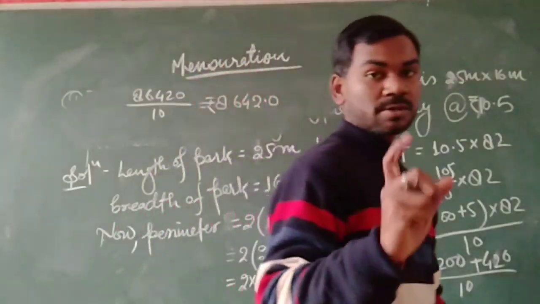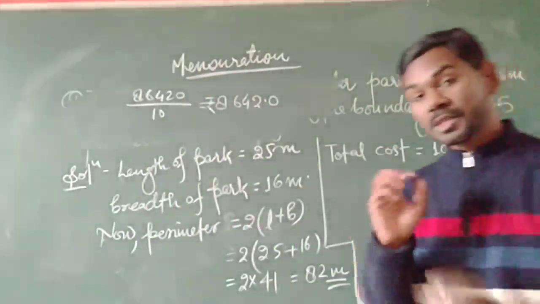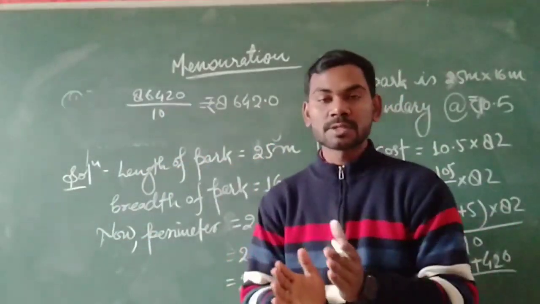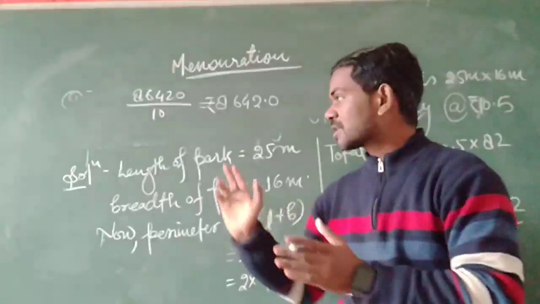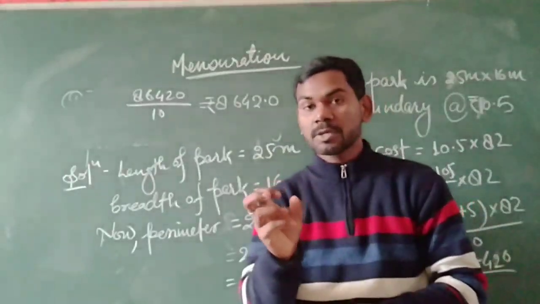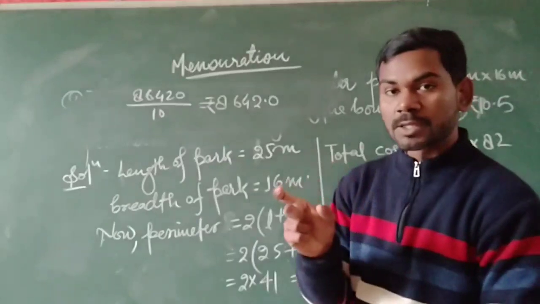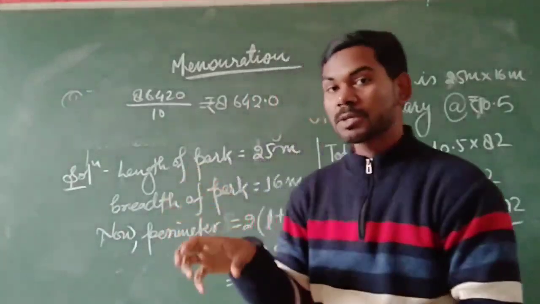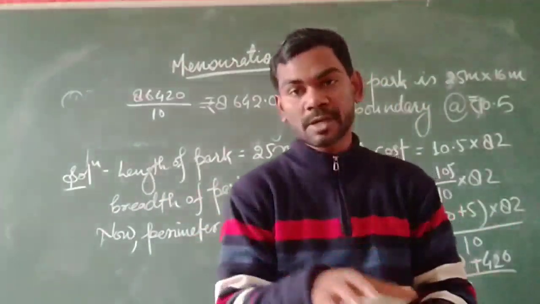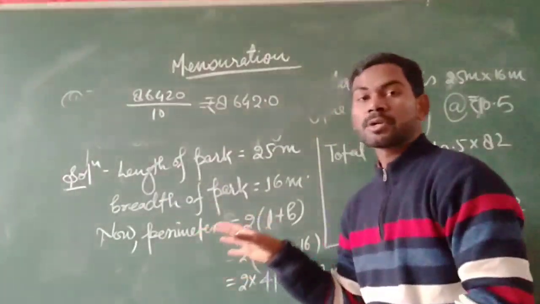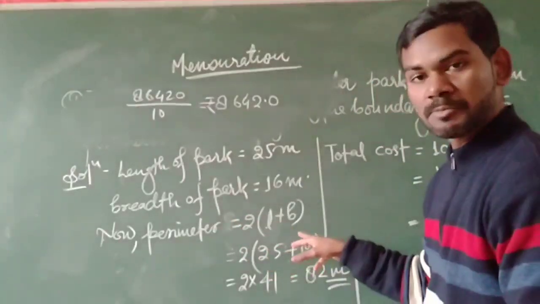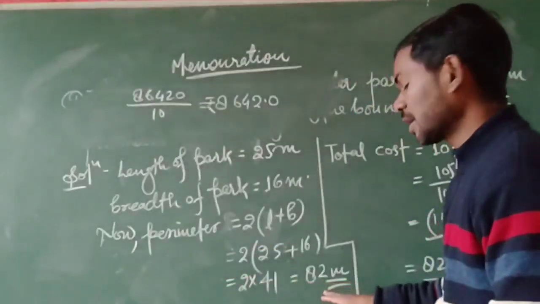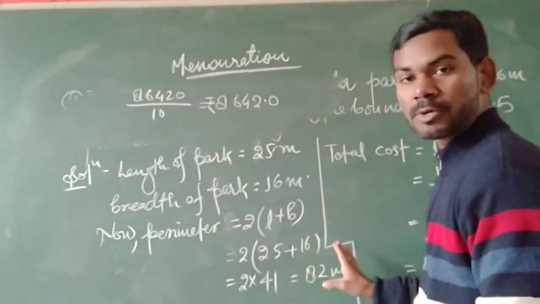Now let us revise the solution once again. The question was, the dimension of the rectangle is 25 into 16 meter, and the rate is given in the form of per meter. Meter is the unit of length, and the total length of the boundary is called its perimeter. Therefore, in this question we have to find out the perimeter of the rectangle. We use the formula 2 times (L plus B). Now substituting the values of L and B, we get the perimeter as 82. This is the total length of the boundary.